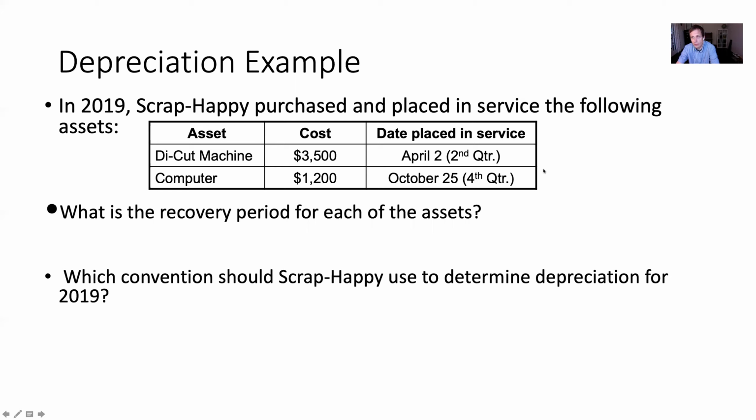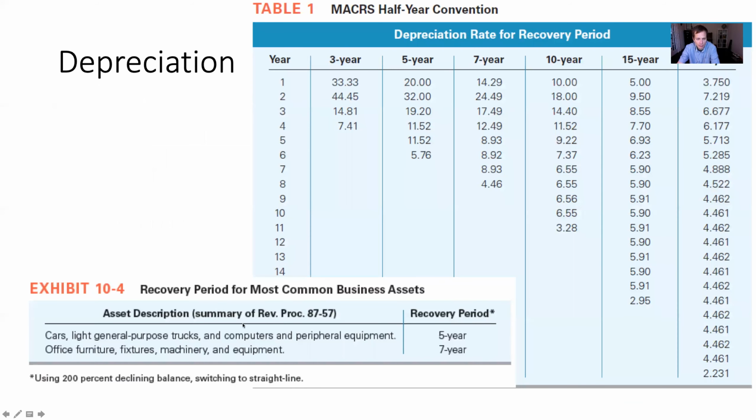I have to think, does the mid-quarter convention apply? Well, pretty simple here, more than half was not in the fourth quarter. This is definitely not going to be more than 40%. I can eyeball that. The other thing I want to do, I have a machine and a computer. The computer, if you remember, is 5 years. Machinery is 7 years. So those are my recovery periods.